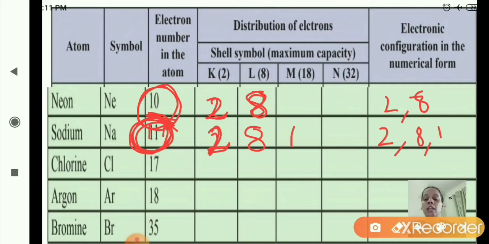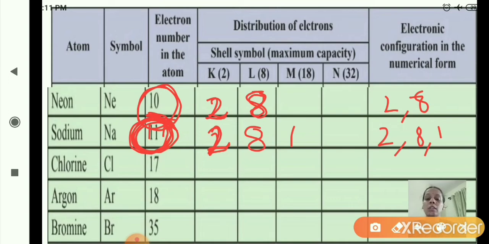Because there are 11 electrons in the sodium atom, 2 will go in K shell, 8 electrons in L shell and the remaining 1 will go in M shell. So the electronic configuration in the numerical form, how will you write it down? 2, 8, 1. Okay, add these numbers, 2 plus 8, 10 plus 1, 11. So the number of electrons, that is 11 electrons in the atom sodium.